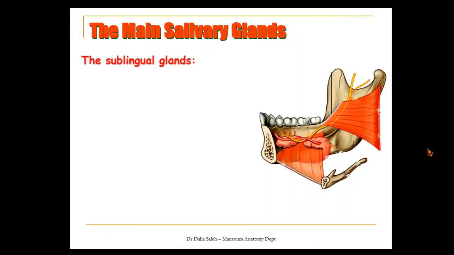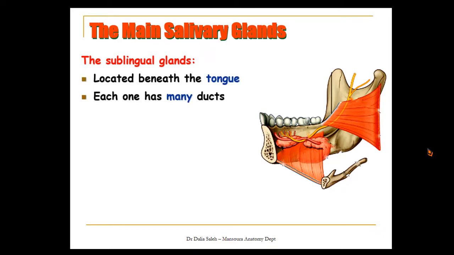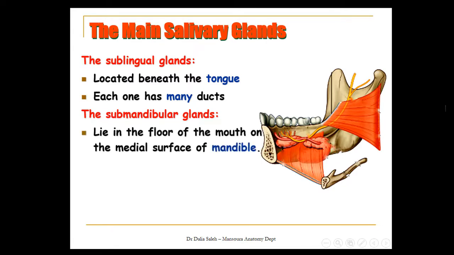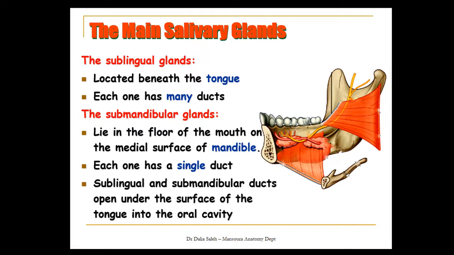The sublingual glands, from their name, lie beneath the tongue. Each one has many ducts. We also have another gland that lies close to the mandible, called the submandibular gland. It lies in the floor of the mouth, on the medial surface of the mandible, and each one has a single duct. Both the sublingual ducts and the submandibular duct open under the surface of the tongue into the oral cavity.